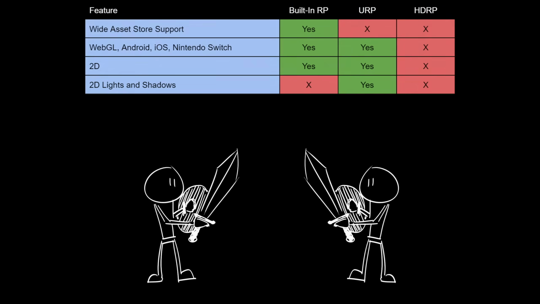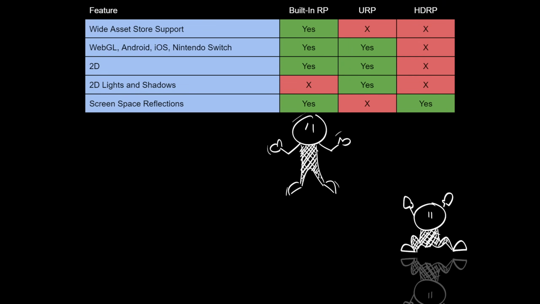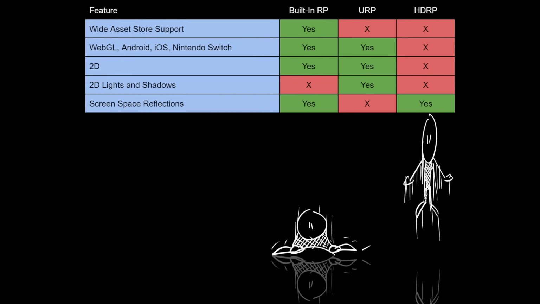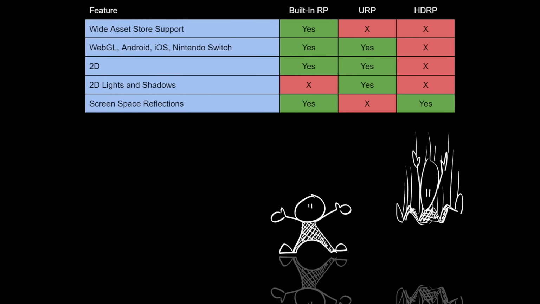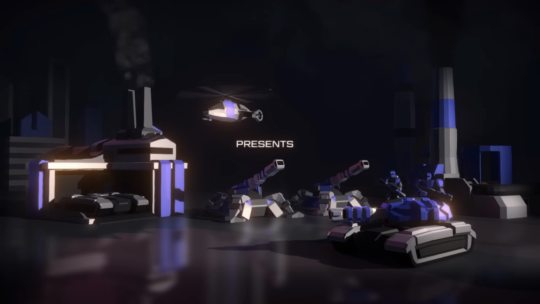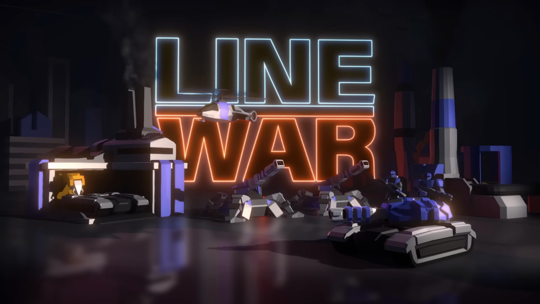Simple choice. If you want screen space reflections, you're limited to the built-in render pipeline or the HDRP. You cannot have those in URP. As an example, I use screen space reflections in the menu screen of LineWar to get a nice little reflection. So I'm a bit sad to see that's not in URP, and it might be coming, but for now, it's not there.